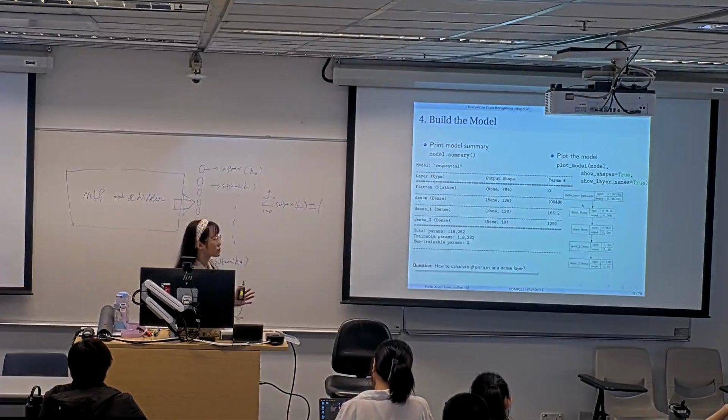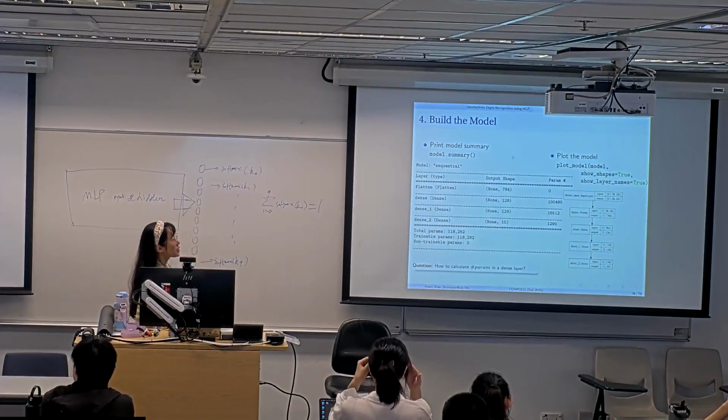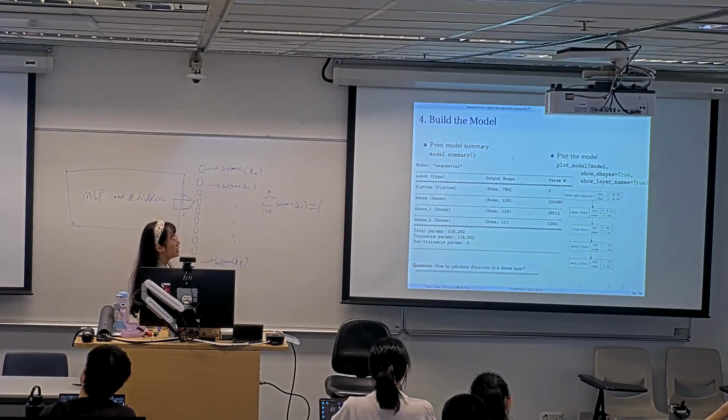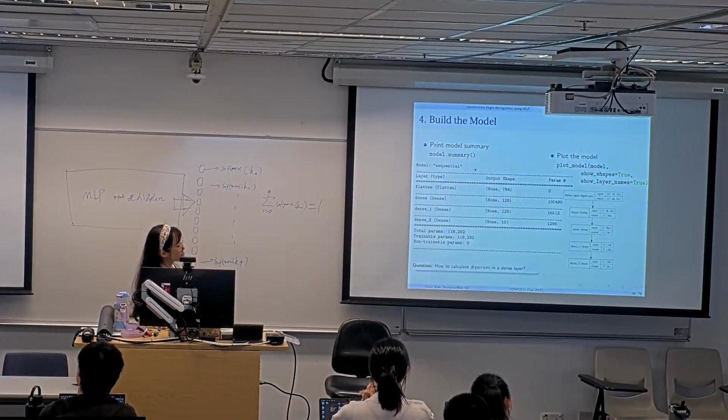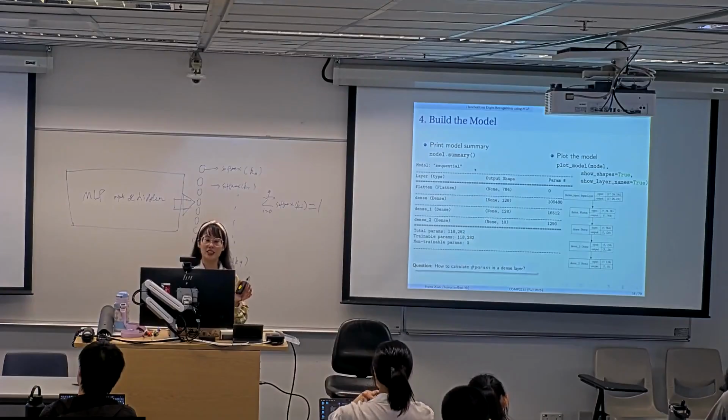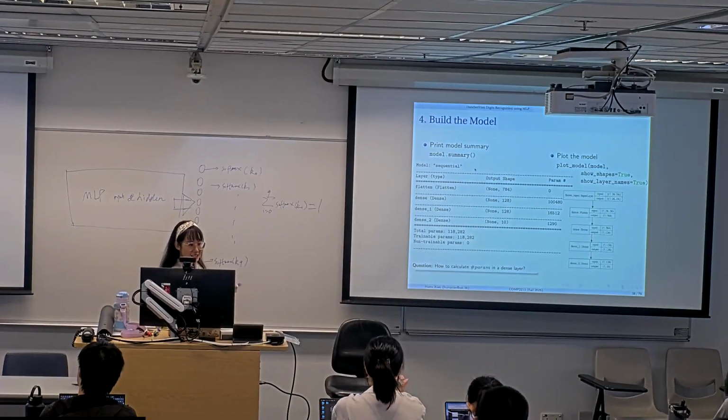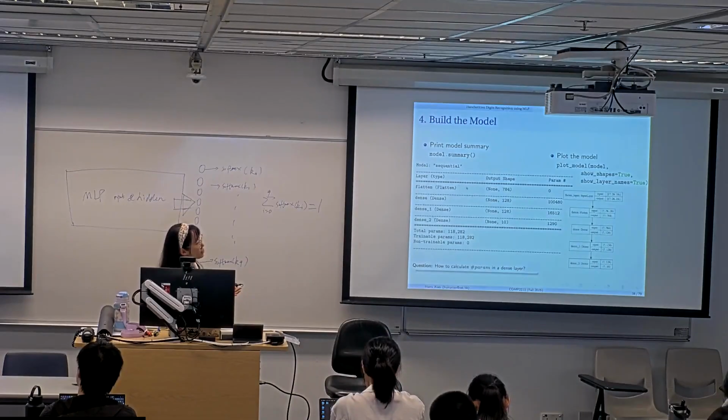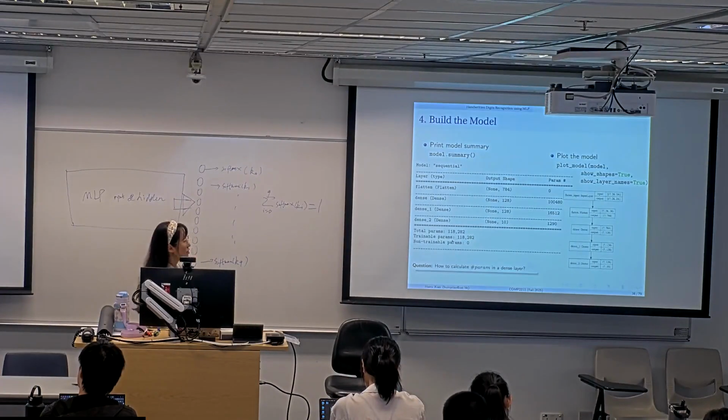You can choose either of these two ways to get your summary, so that whenever you want to check whether your model is correctly implemented and consistent with your own design, you can refer to this table and compare it with your own design to see if anything is wrong. All right, so any questions so far regarding the model summary?